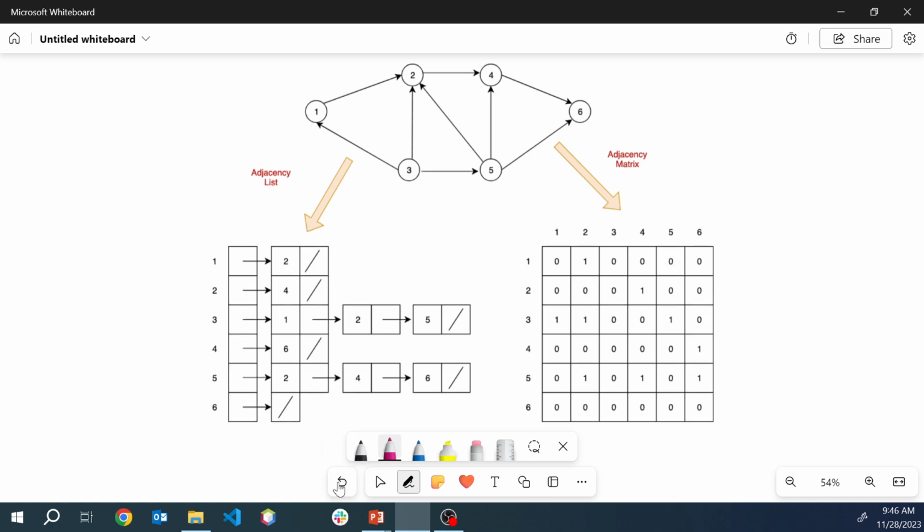What about in the adjacency list representation? You go to index 3 of the actual array, and at index 3, what do we find? We have a linked list of vertices that vertex 3 is connected to. It's connected to 1, to 2, and to 5. So here are 2 representations of this particular graph.